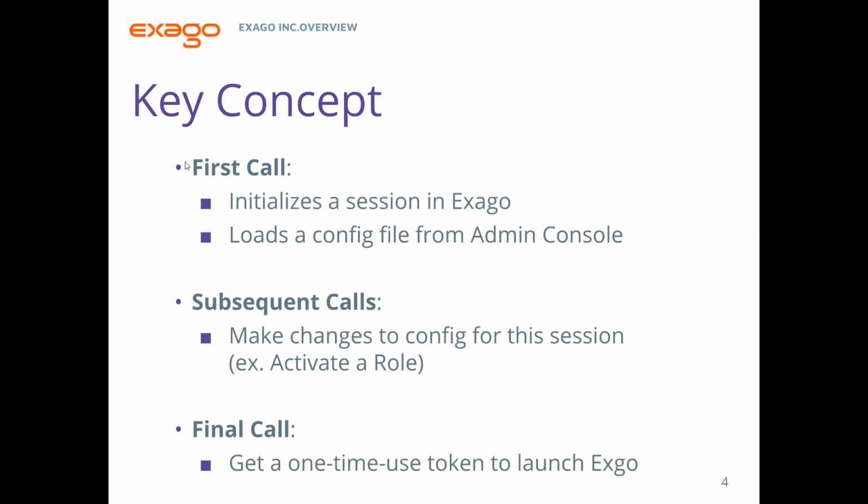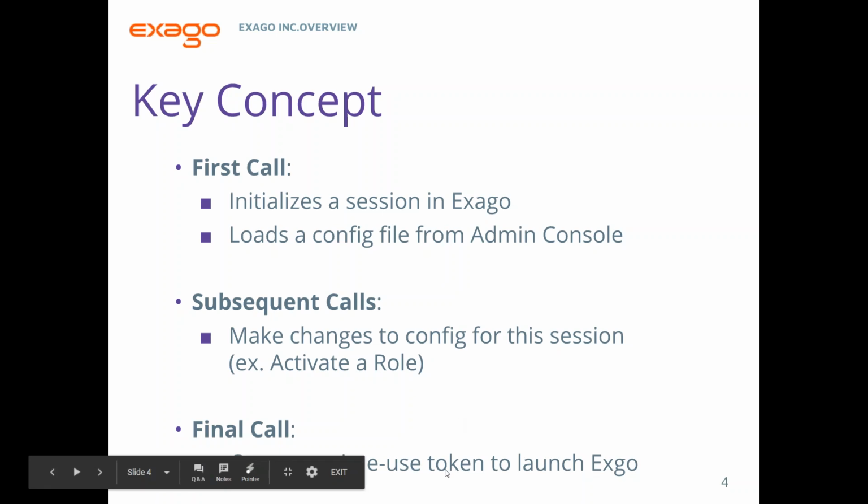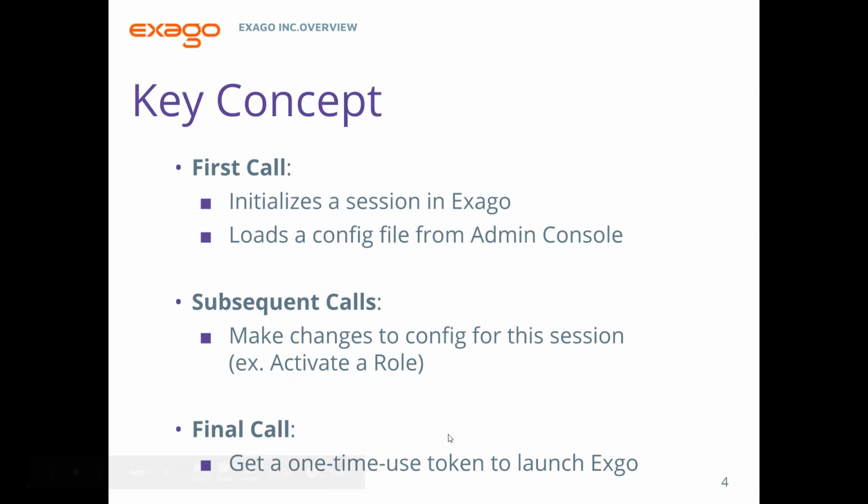So the key concepts, just very briefly, before we dive into the code, is that the first call is always initializing that session and loading that base configuration from the admin console. Subsequent API calls are going to make changes to that session, and those changes are only going to apply for that individual user for that individual session. And the key here is that our last call is going to get a one-time use token, and we're going to use that to launch Exago.